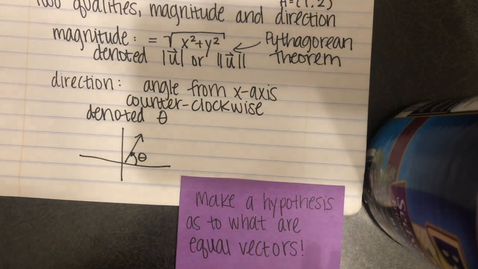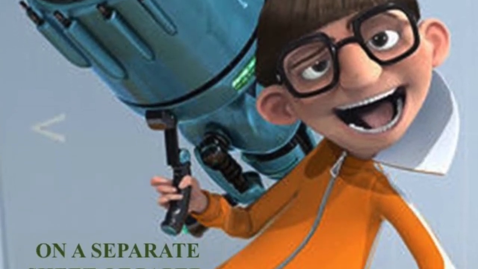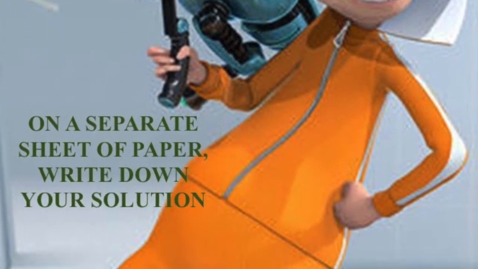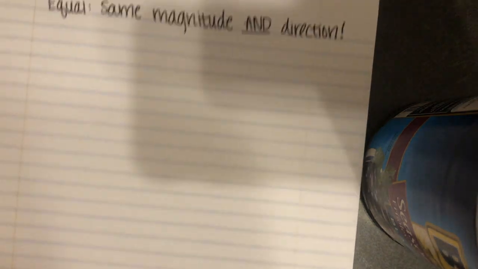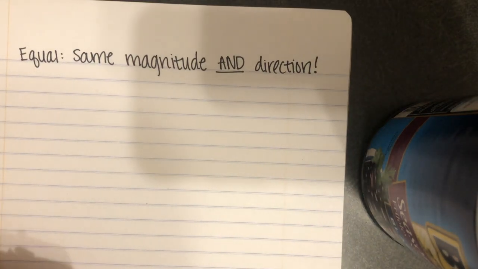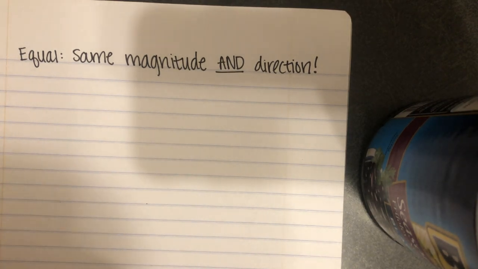Okay, so now that we know the two qualities of a vector, I want you to make a hypothesis as to what are equal vectors. So, equal vectors are when they have the same magnitude and direction. There are lots of cases where they can be equal and not equal, but it's actually going to be part of your assignment to come up with an example, so I don't want to give away any solutions.